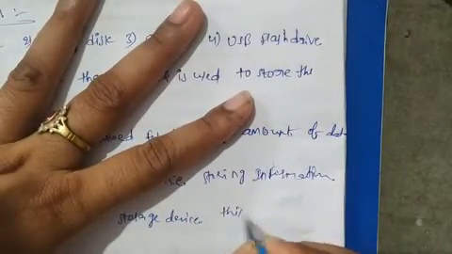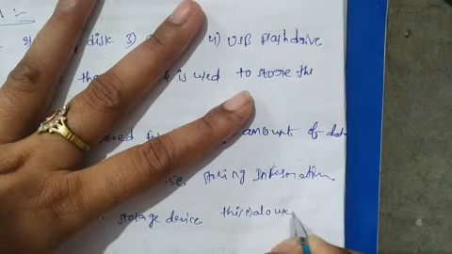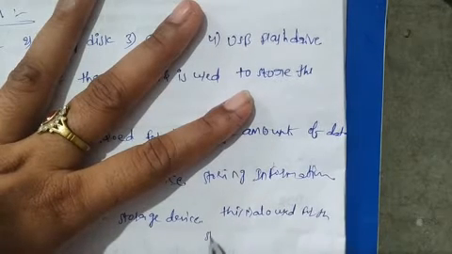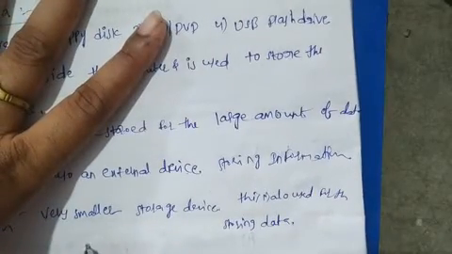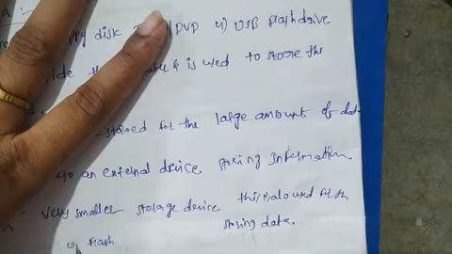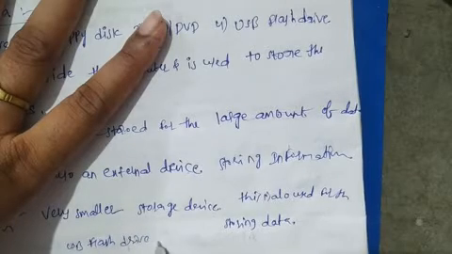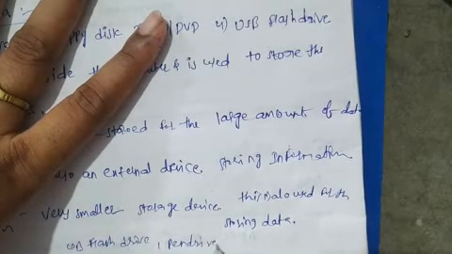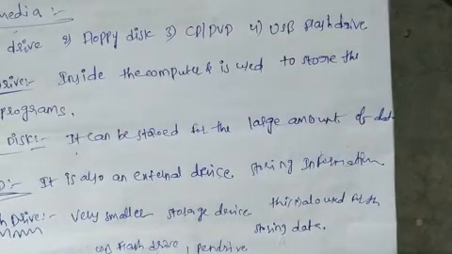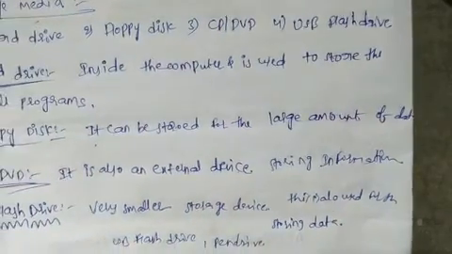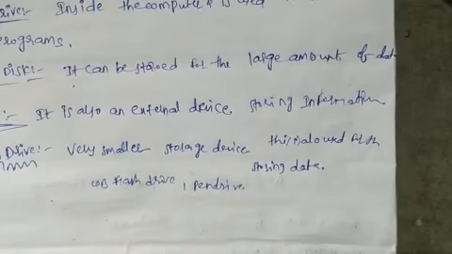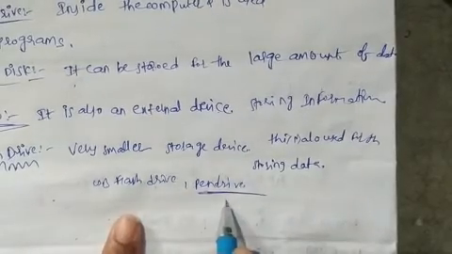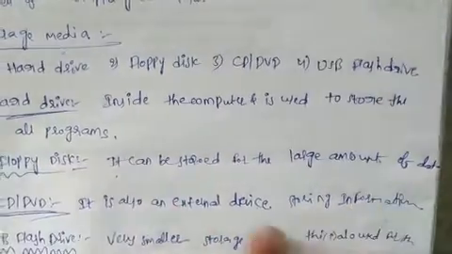This is also used for storing the data. What is the example? USB flash drive, for example the pen drive. The pen drive is very small. There are 2 GB, 4 GB, and 8 GB pen drives. Compared to the floppy disk or hard disk, the pen drive is a very small storing device.